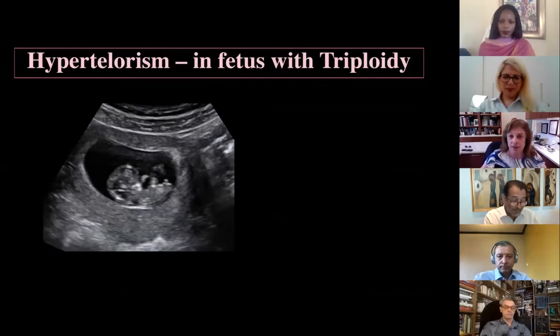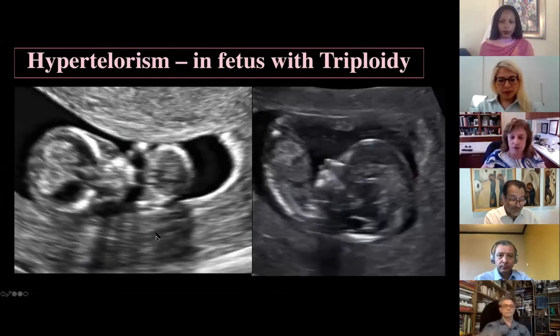Hypertelorism, if the eyes are too far apart, on the other hand, we see with triploidy and a number of other syndromes. This fetus clearly has triploidy. The head is too big, the body is too small, and that's a tip-off in the first trimester. And if you look at the frontal view of these fetuses, you can tell the eyes are too far apart. They look elf-like in a sense.